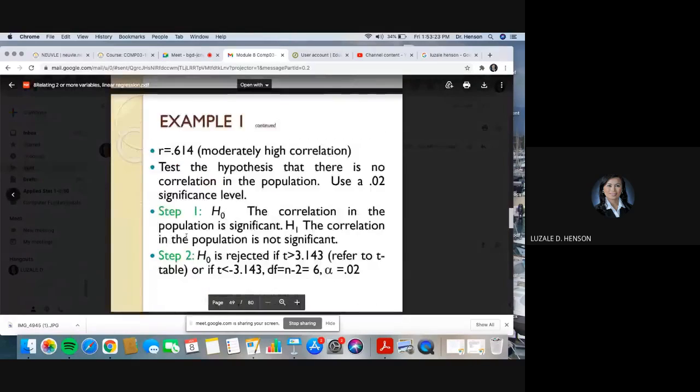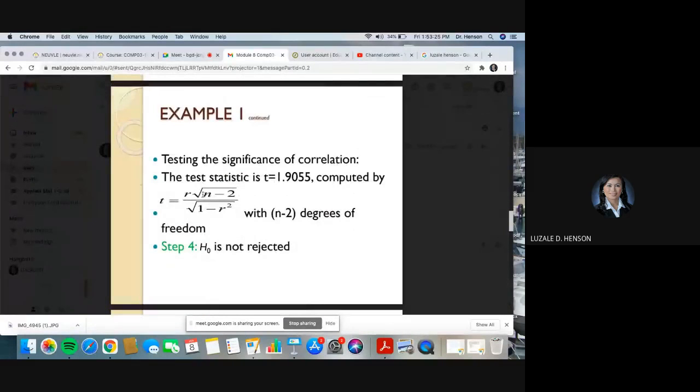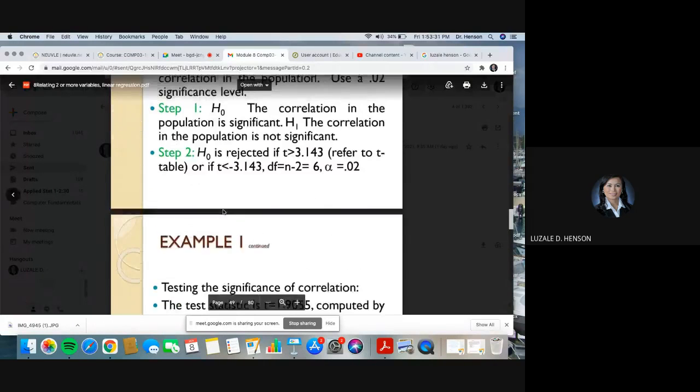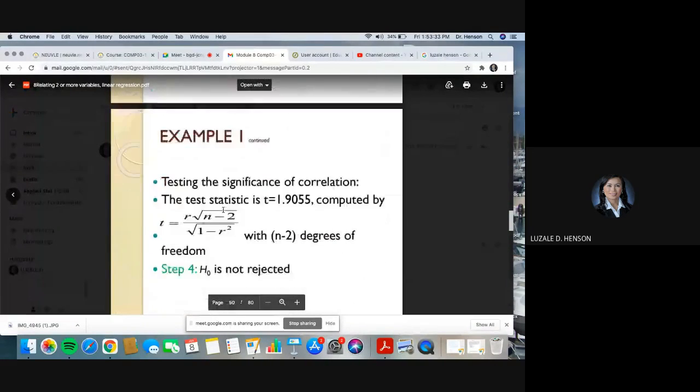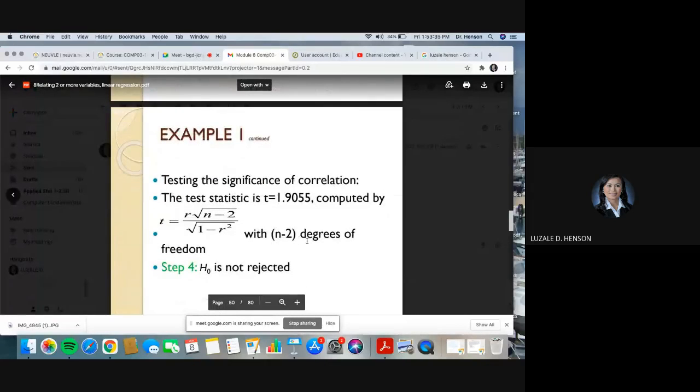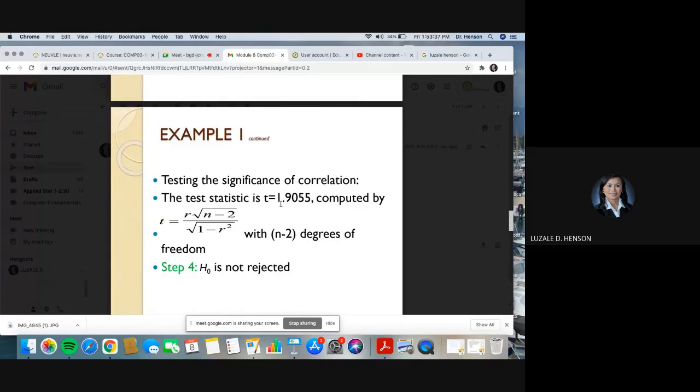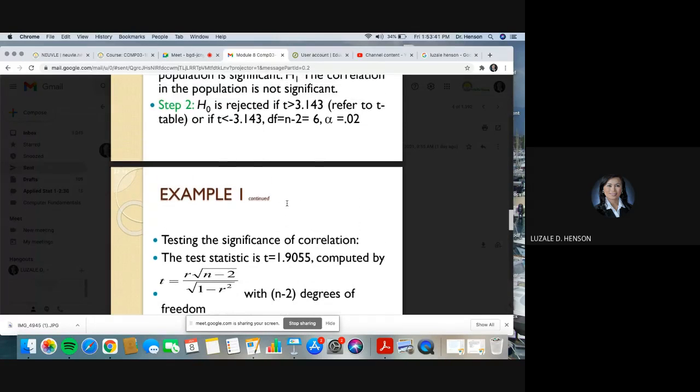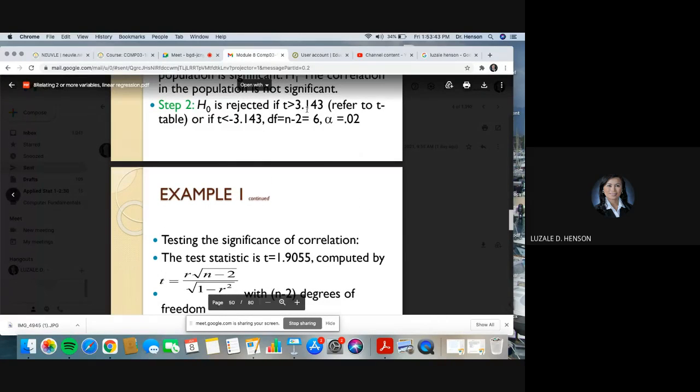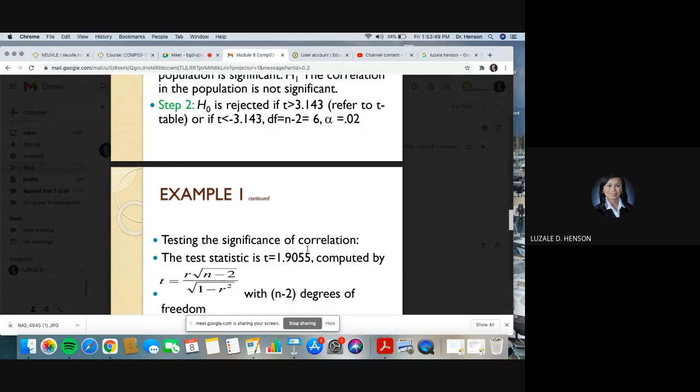times the square root of 8 minus 2 divided by the square root of 1 minus 0.614 squared, with n minus 2 degrees of freedom. So you obtain a value of 1.9. Since 1.9 is less than 3.143, then you fail to reject the null.